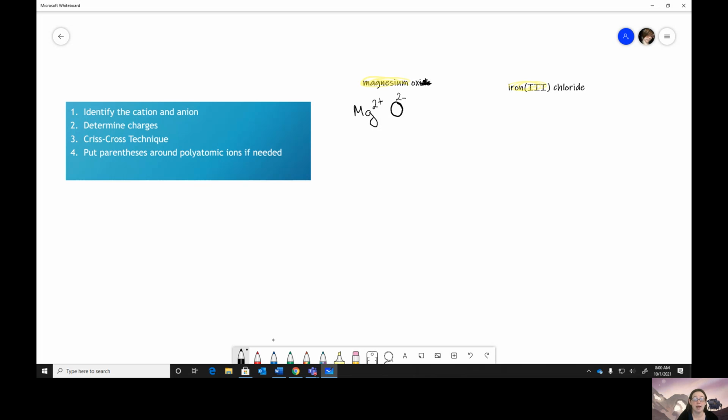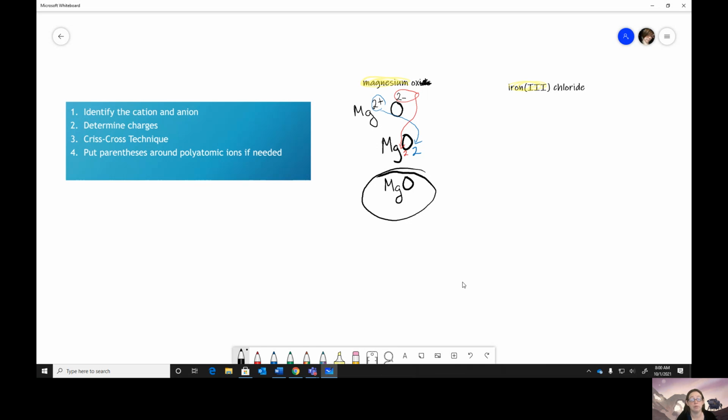Then we're going to go ahead and do that crisscross. We've got them written separate, so we're going to write them together just like they're going to be in the formula. We're going to take this 2+, bring it down here. We're going to take our 2-, bring it down here. And that's going to be a 2 and a 2. Remember, if it's got a common denominator, we can simplify. So Mg2O2 becomes MgO. This is our final answer, and that is correct.